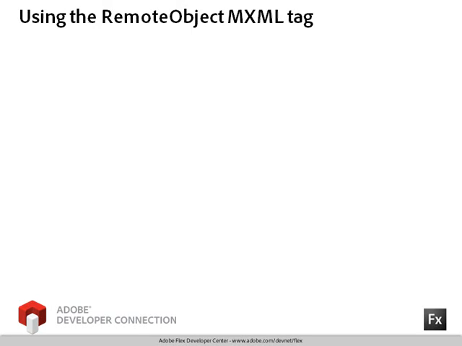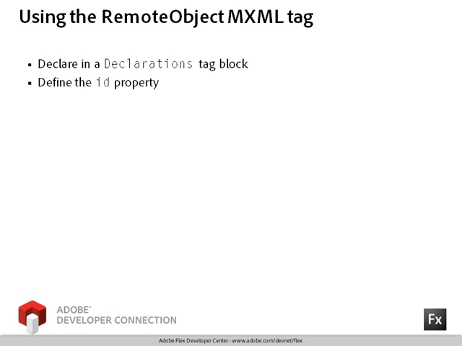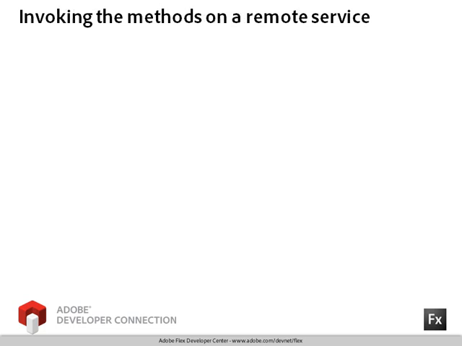Besides the service destination settings, to use the RemoteObject MXML tag, you declare it in a declarations tag block. Remember that the declarations block is where you instantiate non-visual MXML components in your MXML application code. You define an instance ID property for the object and then register the result and fault event handlers. For a RemoteObject instance, you must invoke the remote service method in a separate statement.